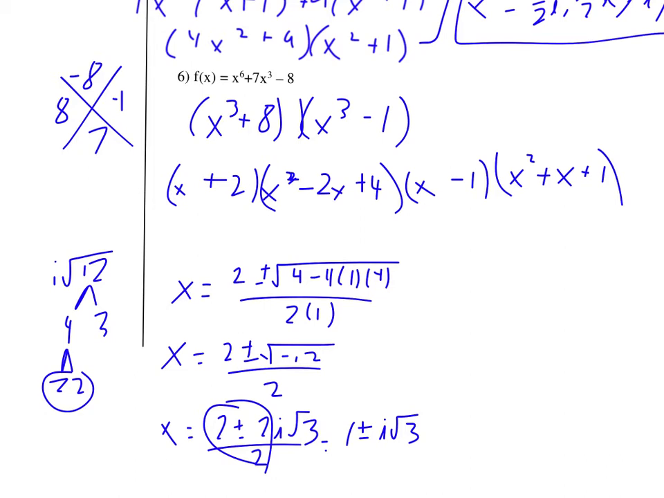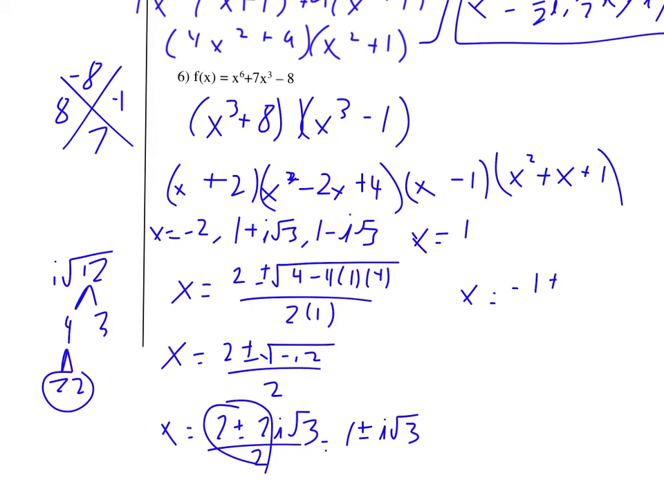And so over here now, I'm going to list this as x equals negative 2, 1 plus i rad 3, 1 minus i rad 3. I know this one is 1, and then I need to do quadratic formula again for this one over here.